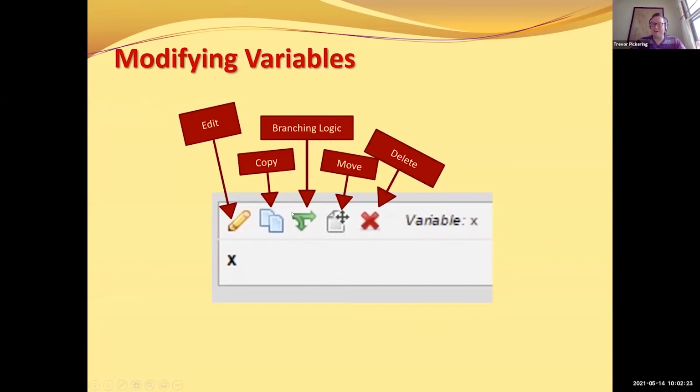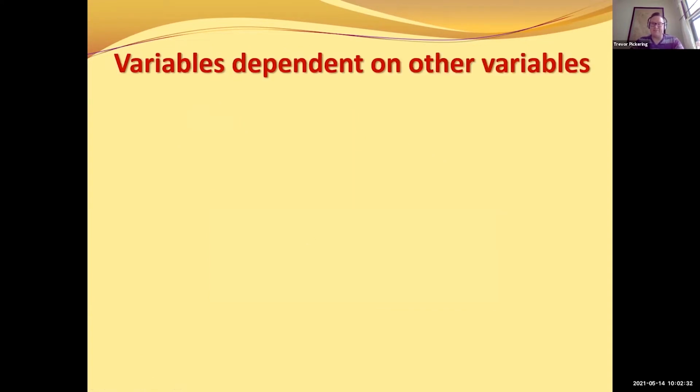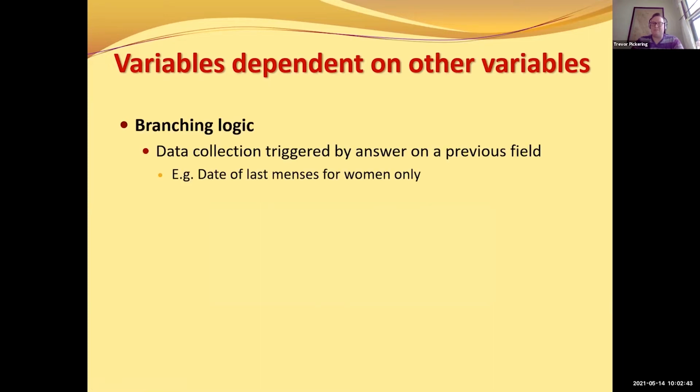It's what happens when you either keep going in the survey, or maybe you want to divert a little and ask some more questions based on something that the participant had answered. So in that sense, branching logic is variables that are asked depending on the values of other variables. So for example, if we had a variable that was, what is the date of the last menses, we wouldn't want to ask that for males. We would only want to ask that for women, because it would just clutter up the survey if we had additional questions that weren't relevant for our participants.